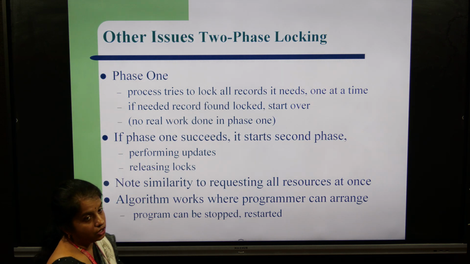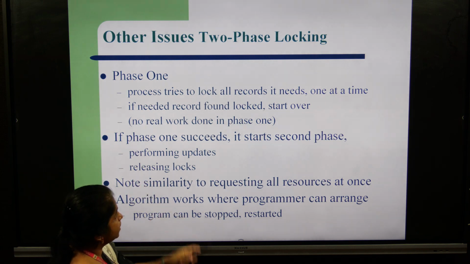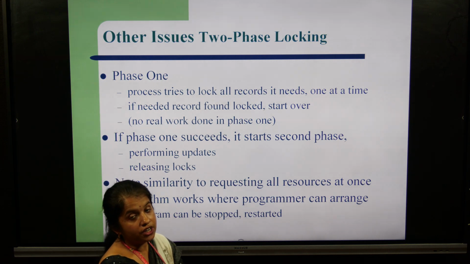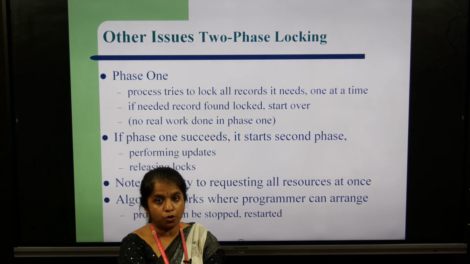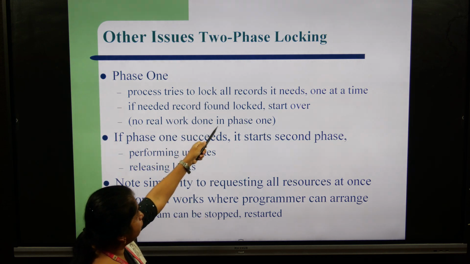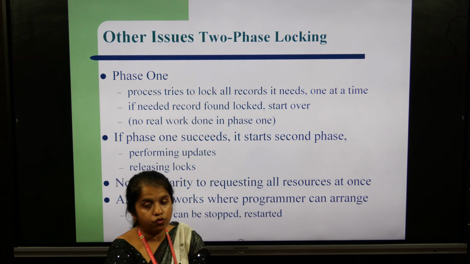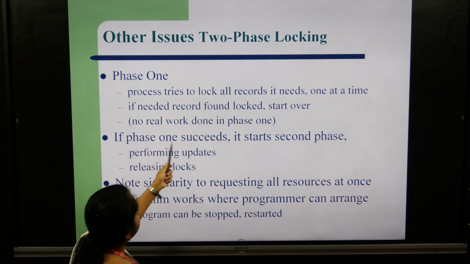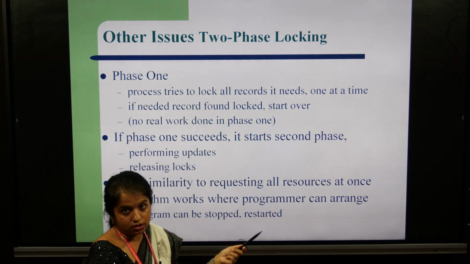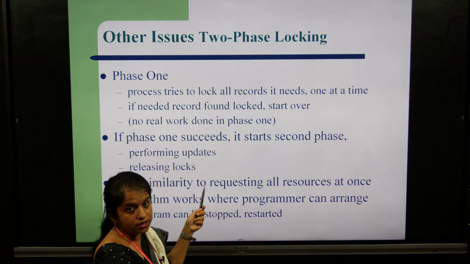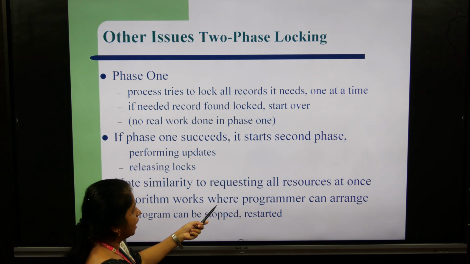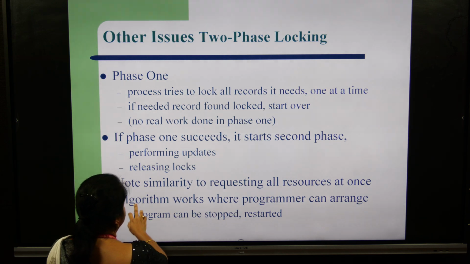Then in phase 1, the process tries to lock all records it needs, one at a time. Whatever records or resources it needs, the process locks one at a time, and it uses the other resources. If a needed record is found locked, then it will start again from the first phase. If phase 1 succeeds, it starts the second phase, performing updates and releasing the locks. Once the process is done, it releases the locks. Note the similarity to requesting all resources at once. Here we have an algorithm wherein programmers can be stopped.